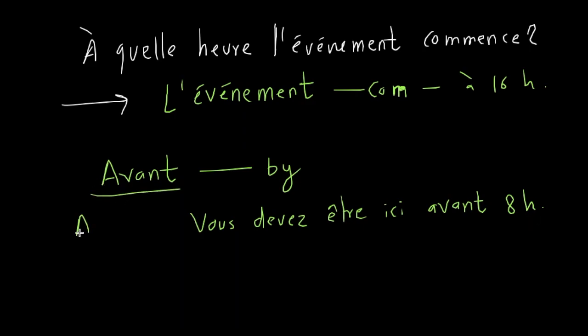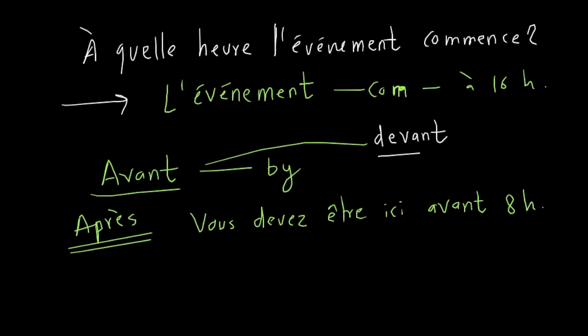"Avant" and "après" are two expressions of time, and we have two more prepositions very similar to that. "Devant" is related to position, and "avant" is related to time. People sometimes confuse this with that, so remember that. "Avant" also means before, but in this scenario it literally means by. You should be here by 8 o'clock.